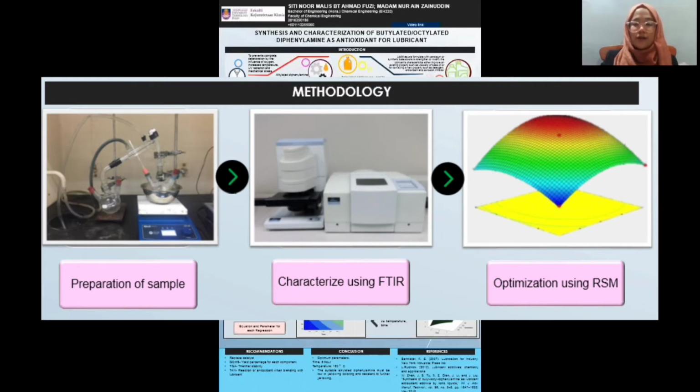The appearance of sample was observed each hour. The sample is prepared for 4, 5, and 6 hours and repeated 2 times. Second, the sample is analyzed using FTIR. And lastly, the optimization of parameters is done by using RSM.